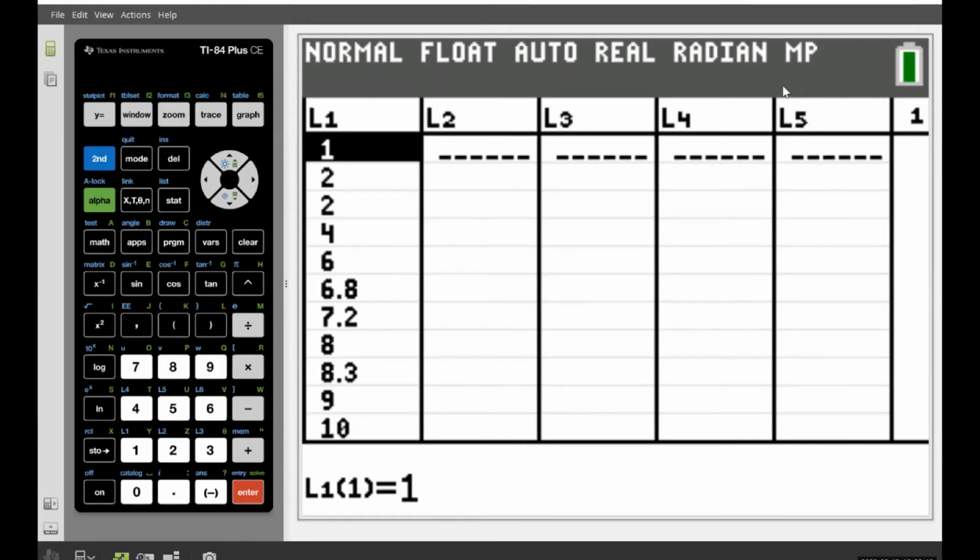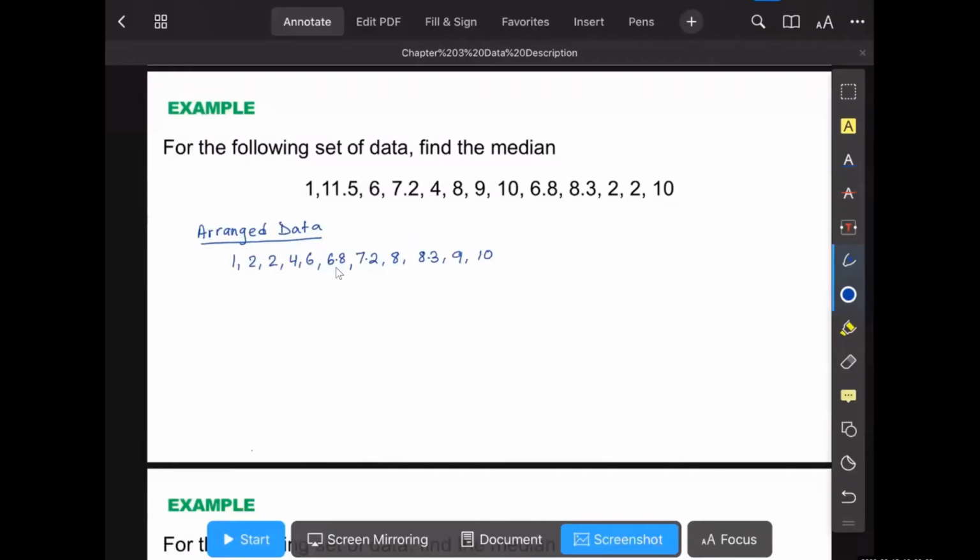Now I'm going to go back to this example by stopping sharing. So this is my arranged data. We say that there were 13 observations. You can count whether I copied it right or not. 1, 2, 3, 4, 5, 6, 7, 8, 9, 10, 11. Did I copy it right? No, it looks like I didn't copy everything correctly.